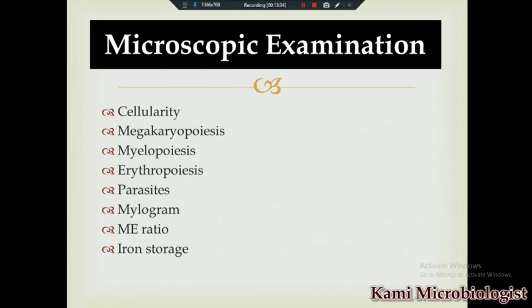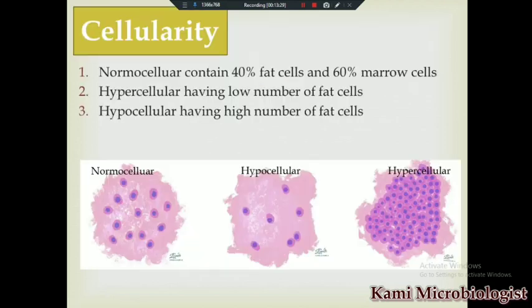Let's see what we will examine under the microscope through the bone marrow aspiration. In bone marrow aspiration we will see the cellularity, megakaryopoiesis, erythropoiesis, parasites, myelogram, ME ratio, iron storage, etc. These are the most important things that we mostly examine in the bone marrow aspiration.